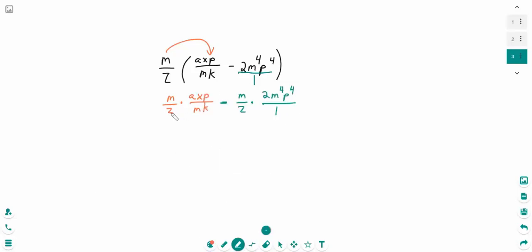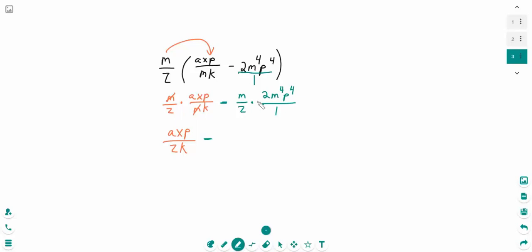So I'll start this one by just looking for anything that I can cross cancel. And in this case, I have an m here which could cross cancel with this m there, right? So we'll just do that right away. Save ourselves a little multiplying here. Then in the numerator, we have axp over the denominator, which would be z times k, right? And if we look at that, there's nothing else that can be simplified. And then over on this other term, we know we're going to end up with a minus.